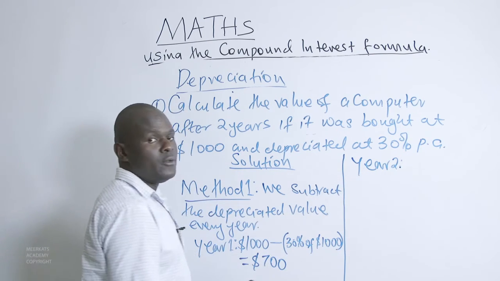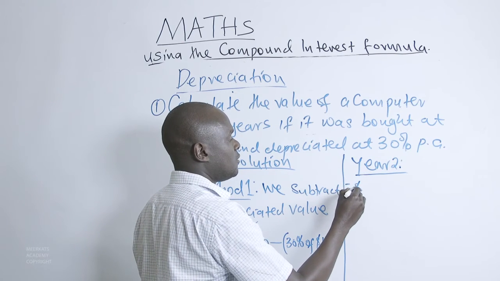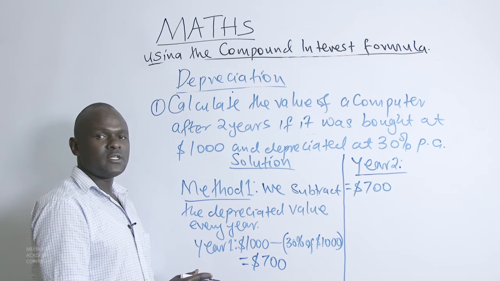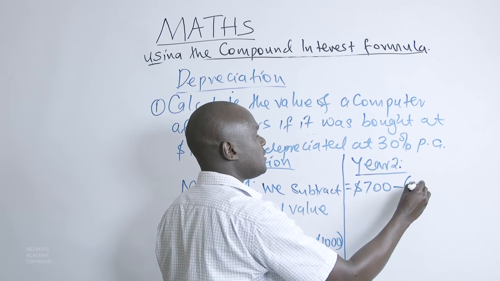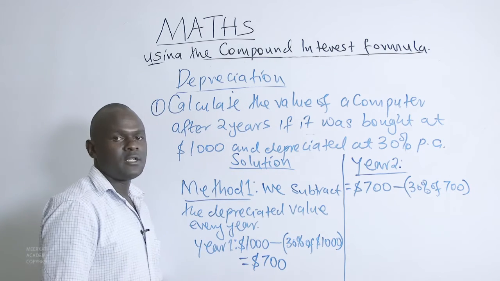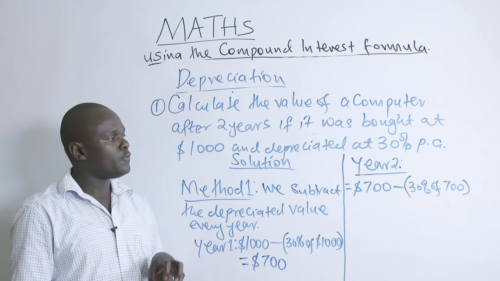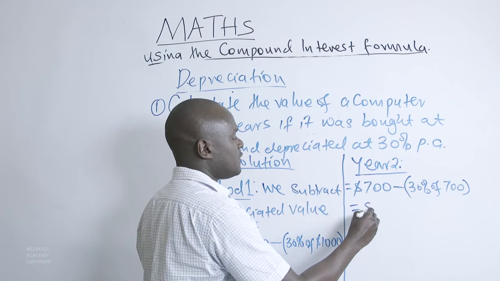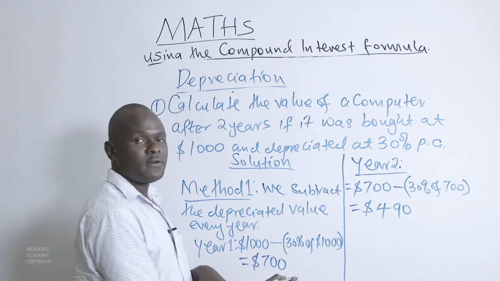Year 2. In the second year, we also do the same. Now the value in the second year, we are starting at $700 minus the depreciated value, which is 30% of the 700, because every year it depreciates at a rate of 30% of the value in that year. And this will give us $490.